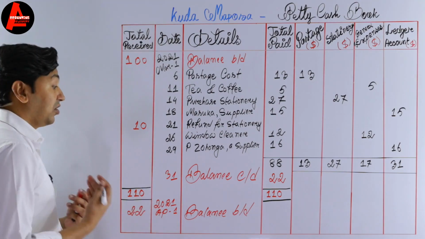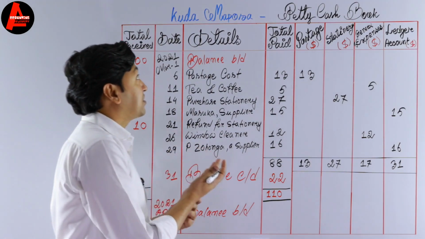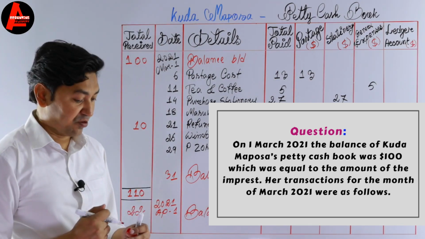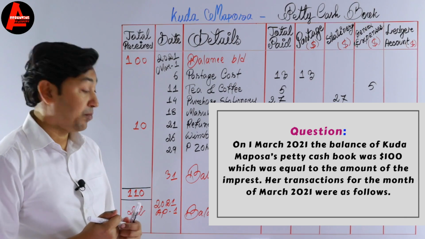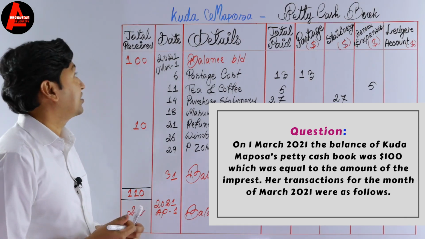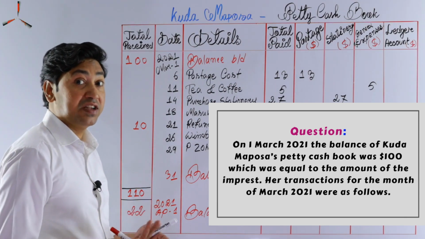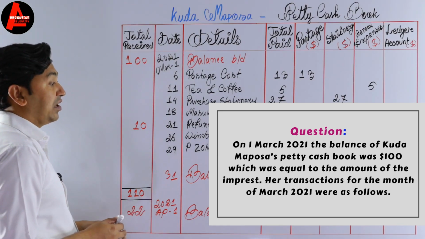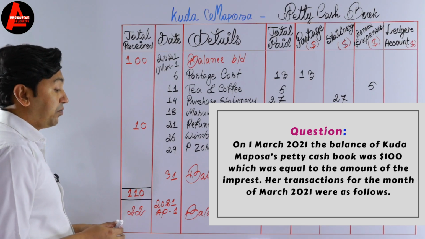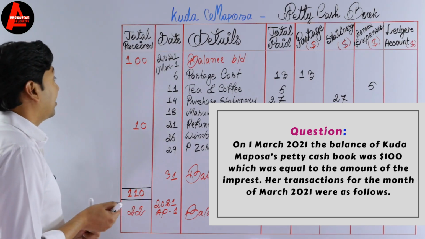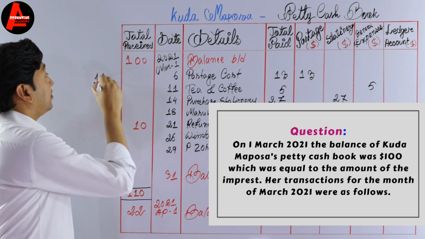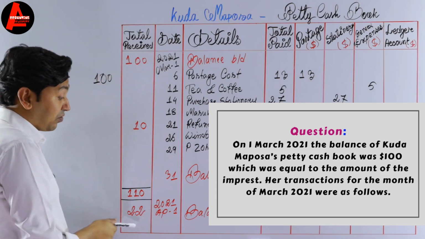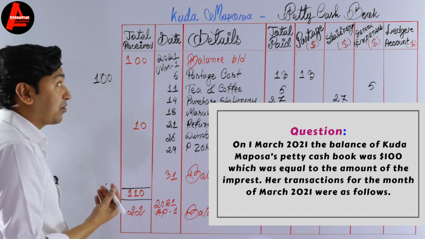Okay, so now Kuda Mafuja is following Imprest system of petty cash book. So now we have to write the imprest amount. Okay, so imprest amount is here, $100 is written on the question. Okay, so now what to do? Here we have imprest amount is $100. Okay, so the opening balance means the $100 and the closing balance must be same like $100.